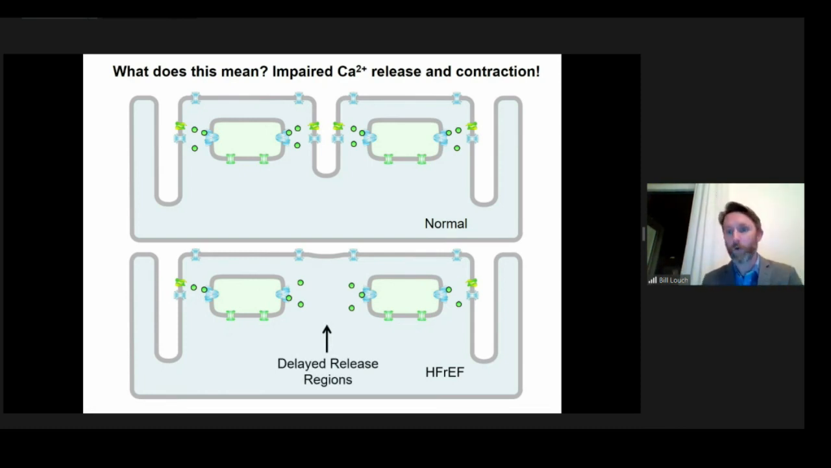It gives you a slower calcium transient. It gives you a slower contraction and a weaker contraction and a weakened power of the heartbeat. So we think it's a really important mechanism for HFrEF.